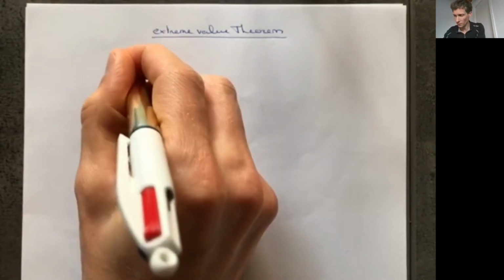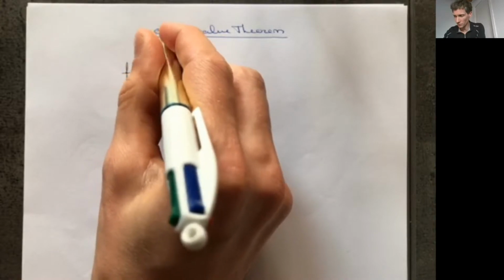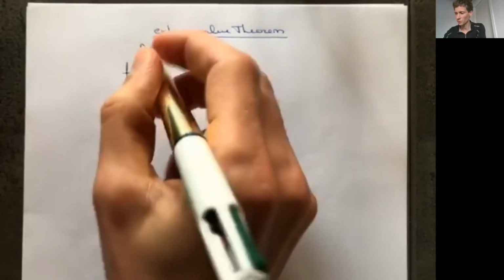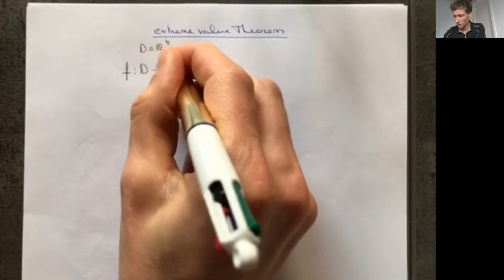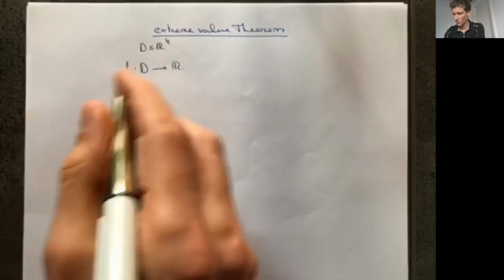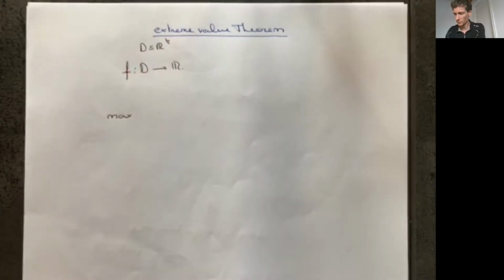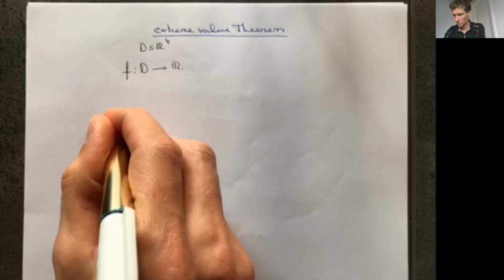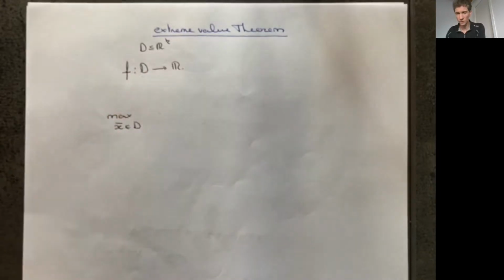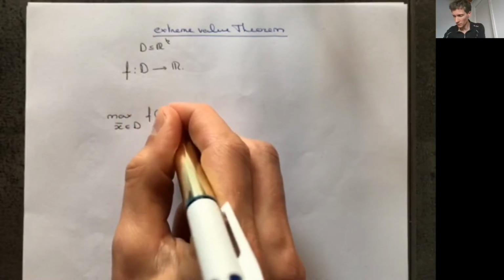So consider a function f that might start on some domain, right? Here, in general, D is a subset of k-dimensional Euclidean space, and it takes vectors and produces real numbers. And you would like to find a value in the domain. So we're maximizing over all x in the domain of f of x.